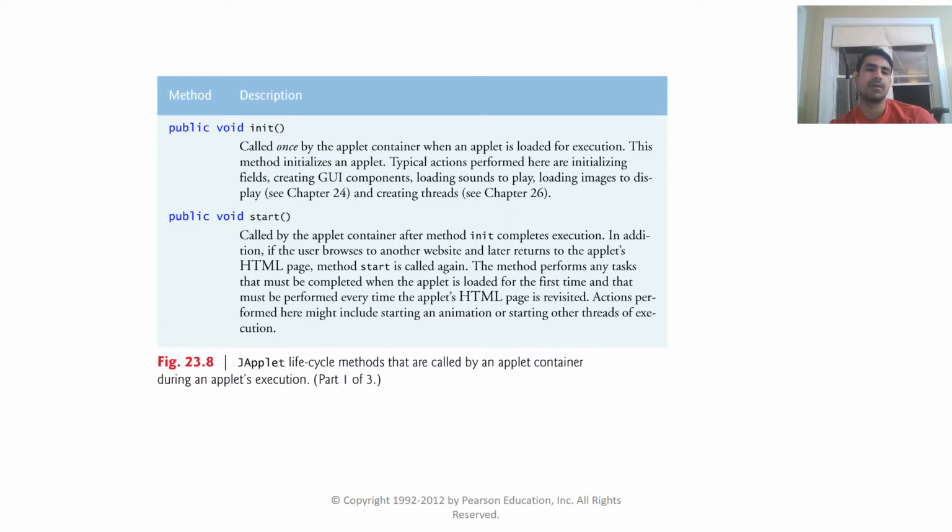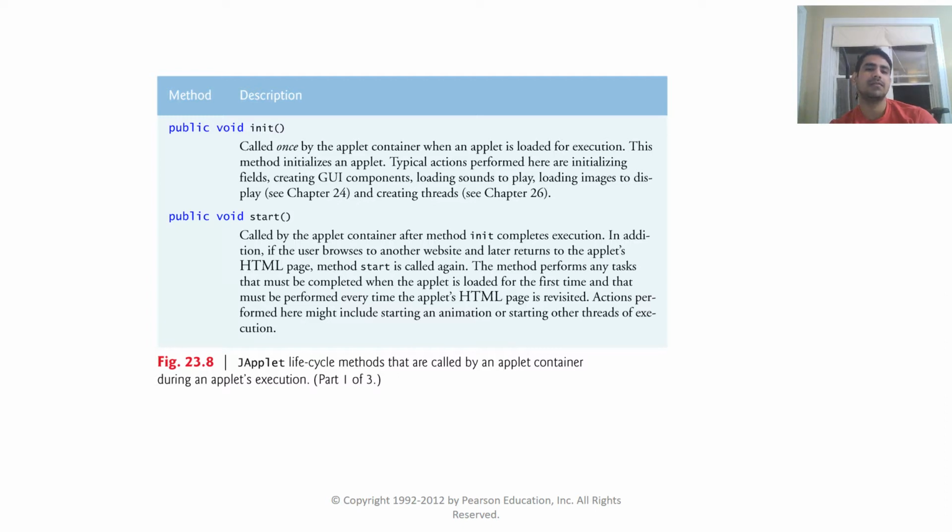Now, the next one is public void start. Start is a method. By the name itself we can say that it is starting an applet. It is called by the applet container after method init completes execution. First it executes the init method, then the start method is called after the completion of the init method.